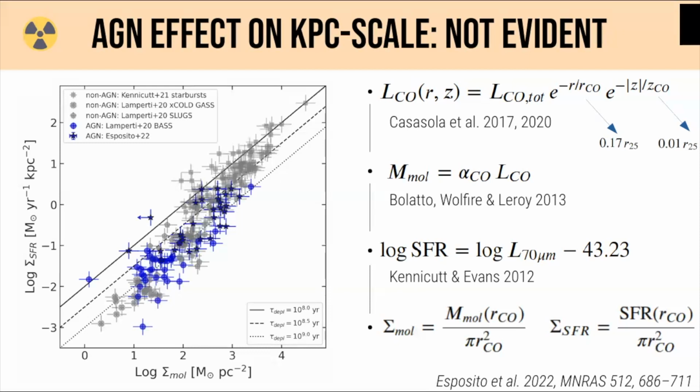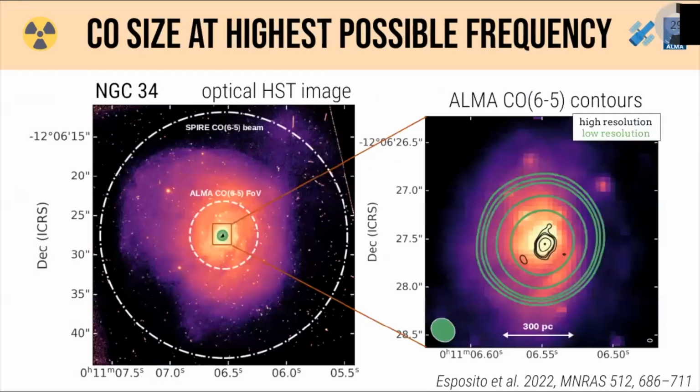This may be due to the fact that these quantities are calculated over a kiloparsec scale, so it can be that the AGN effect is too diluted. Or it can be because we are tracing the molecular gas only from the CO 1-0. And probably we have to go to higher frequencies to see it. So what we did, to counteract the dilution effect, was to try to zoom in to the galactic centers.